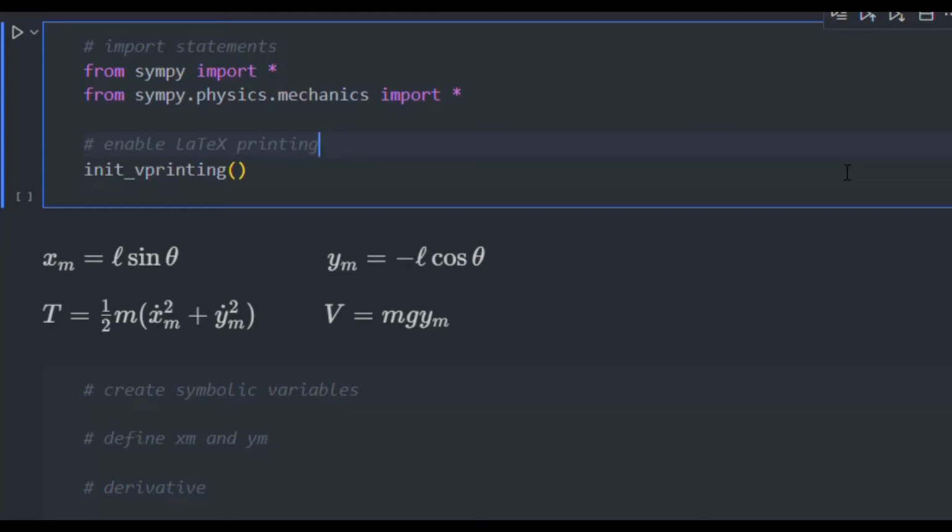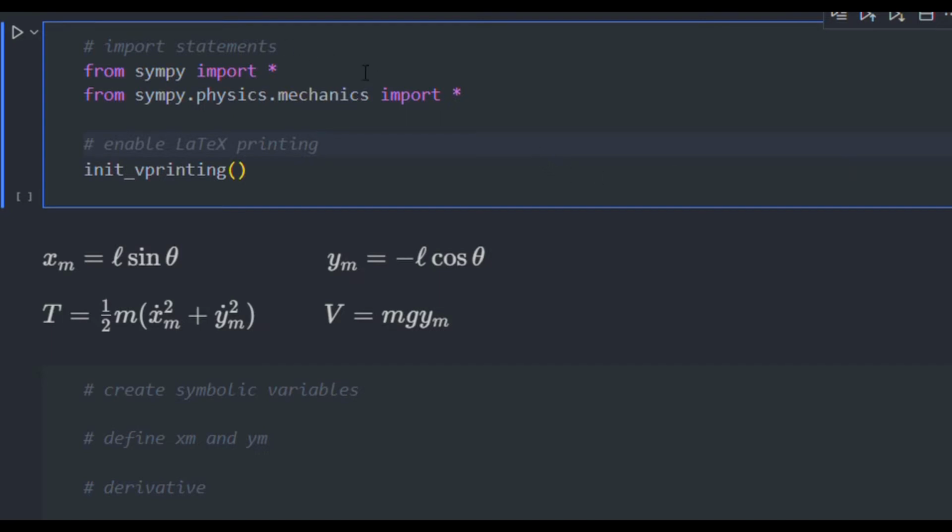Hi everyone. In today's video, we're going to be using Python to solve the Euler-Lagrange equation for the simple pendulum system that we saw in the last video. We're going to be using a library called SymPy. This is a free library that lets us do symbolic calculus and symbolic algebra using Python. So if you haven't, go to their website and install it.